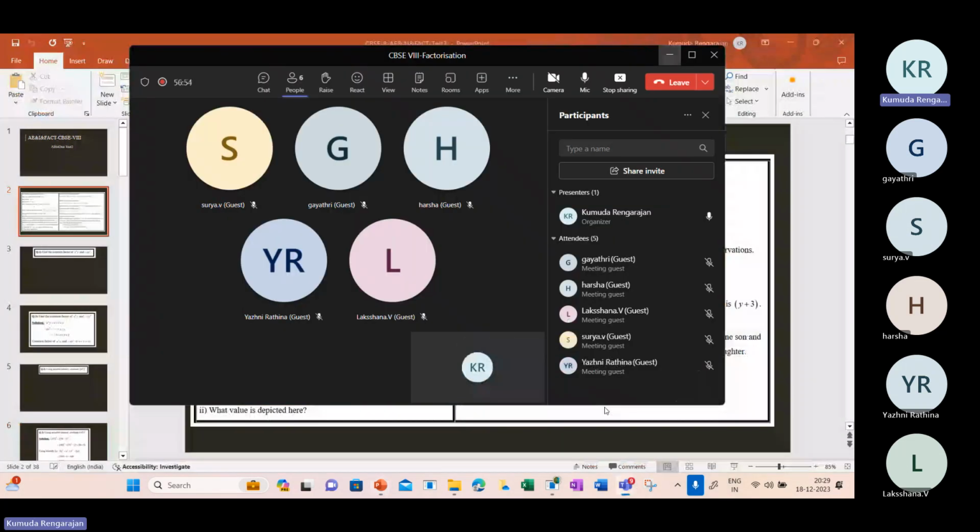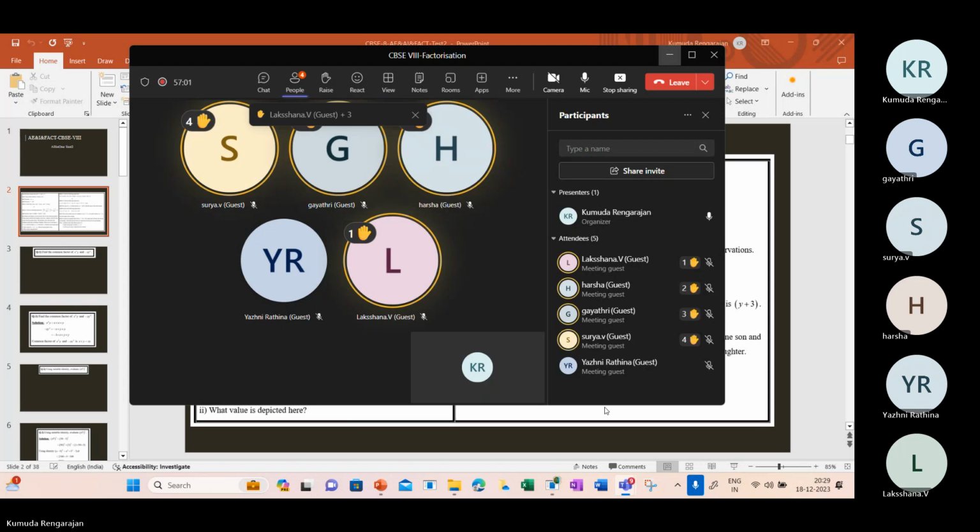Class, use the emoji, raise your hand. Lakshana, Harsha, Gayatri, Surya. Are you there, Yarni? All right. Just give me a minute, children.